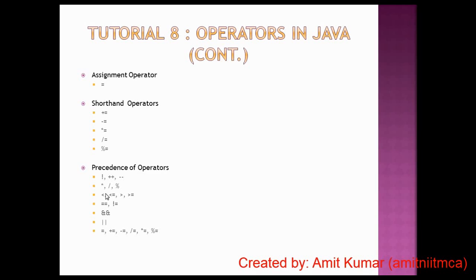I will show you what happens if there are more than one operators present and how the precedence is decided, and I will also tell you how to override the precedence. Suppose there are more than one operators and you know that a specific operator will be evaluated first, but you want some other to be evaluated first, then how you can do that. So that also I will explain to you with help of a program. So let's see a program to show you the use of assignment operator, shorthand operator, and also about the precedence of operators.